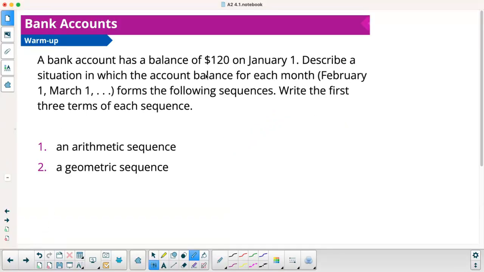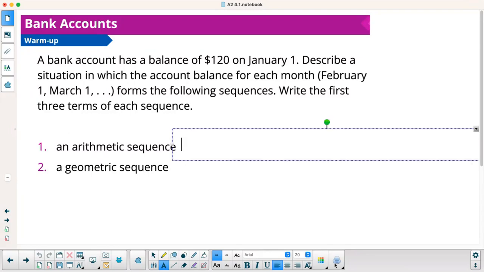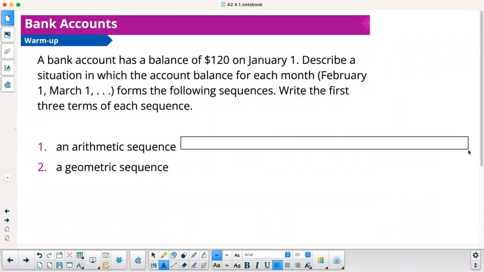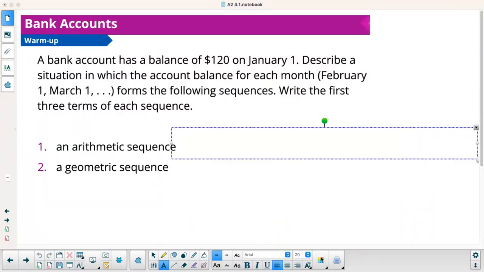A bank account has a balance of $120 on January 1st. Describe a situation in which the account balance for each month, February 1st, March 1st, and so on, forms the following sequences. Write the first three terms of each sequence. Okay, so an arithmetic sequence. That would be something along the lines of you're adding or subtracting the same amount every month.